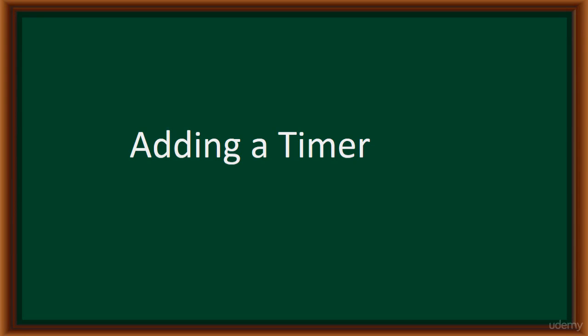Hello and welcome. In this lecture, we are going to add a timer control to our game. A timer basically is used to specify a period of time, usually in milliseconds, before a code or an event is fired. And it does that using the tick event because a clock obviously ticks.